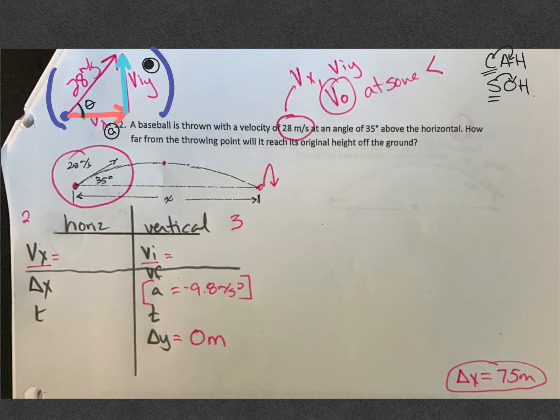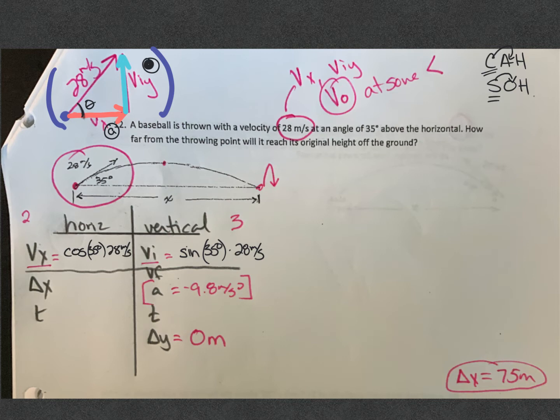Viy is opposite, so we're going to use sine of the angle theta, that is 35 degrees, times the hypotenuse, or the actual launch, which is 28 meters per second. I know you could simplify that down, but we're going to leave it as is. That's an expression that allows you to solve for Viy. Now the Vx on the other side is the adjacent side, so we would use cosine of the angle 35 degrees times the hypotenuse of 28 meters per second. And again, we could simplify that.